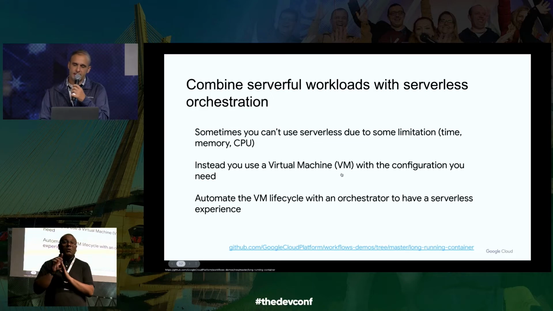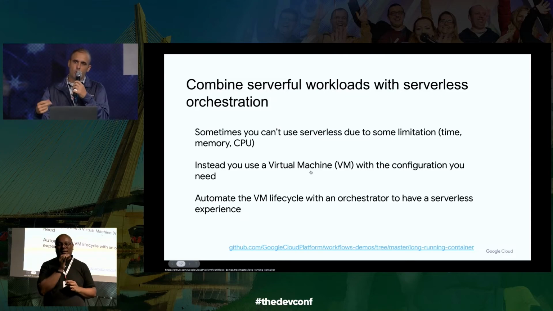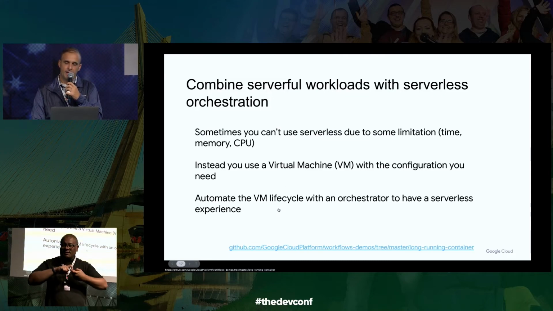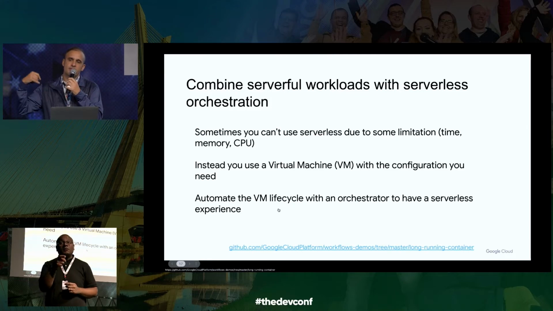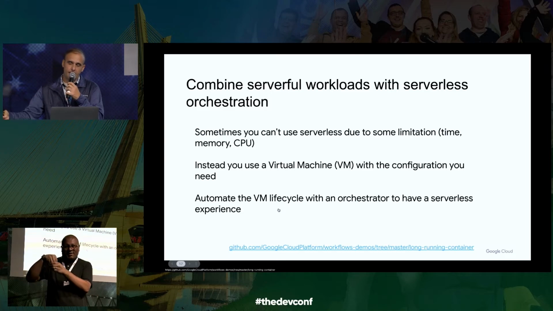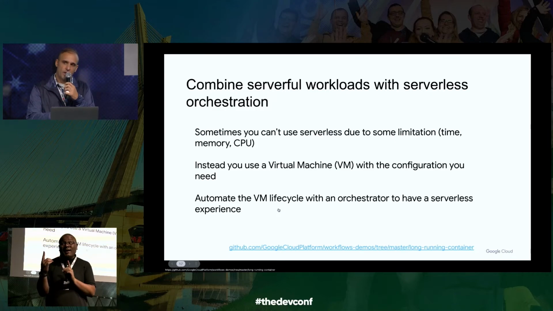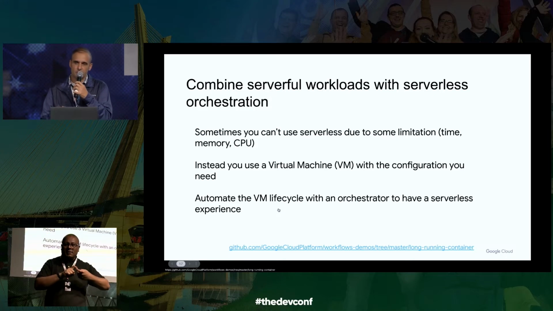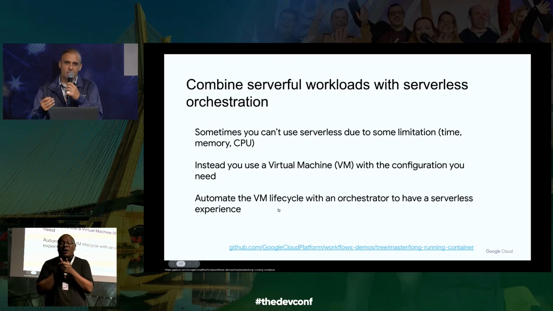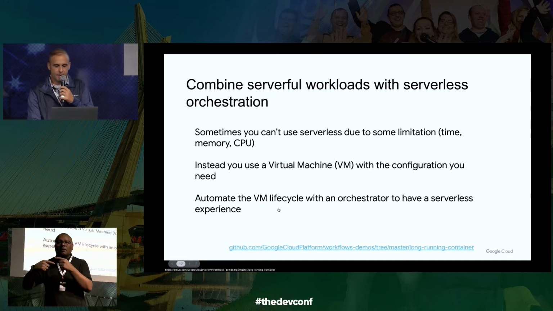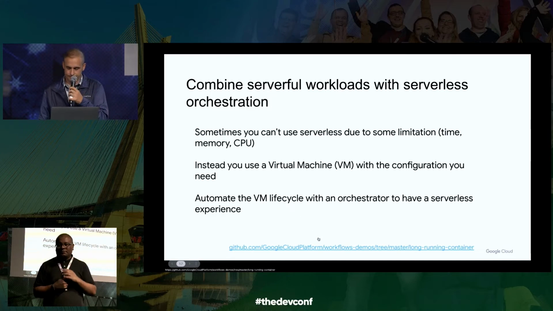But what you can do is use an orchestration service, like Workflows, for example, to automate the lifecycle of that VM, right? So you use the orchestrator to create the VM with the CPU and memory you want, start the job that you need to run on the VM, get the result when it's finished, then delete the VM and return the result. So this way, you're using servers that you need, but you're using orchestration to automate those servers. So in a way, you're doing serverless without the user having to know that you're running VMs. And I have an example here with this link that you can check out on how to do that.